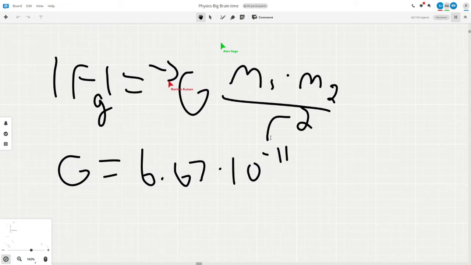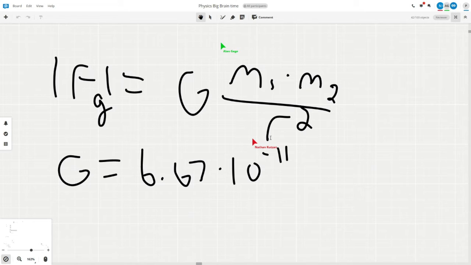Universal gravitational constant. So these ones over here, m1 and m2, those are the masses of the two objects you're dealing with. Obviously, it doesn't matter which is which because they're just multiplied together. And then r is the distance between the two. It's specifically the distance between the center of both. So the radius, if you think about it in terms of an orbit.